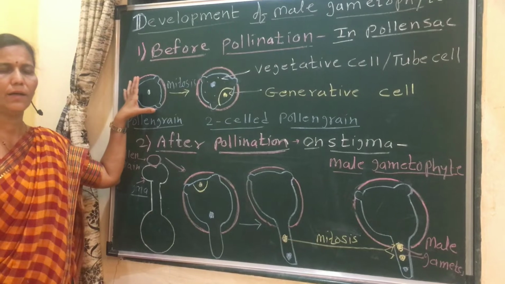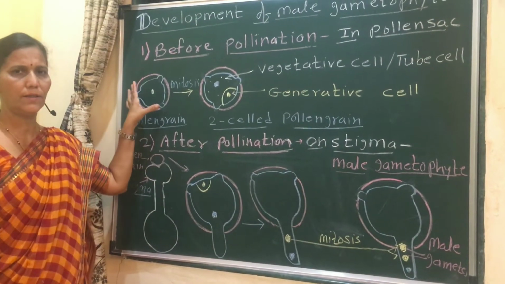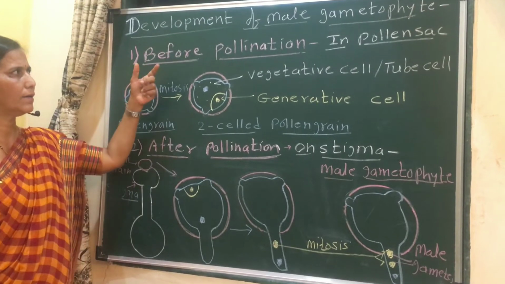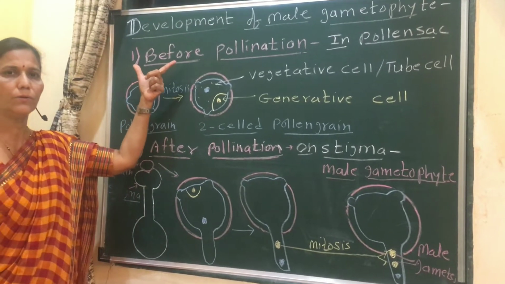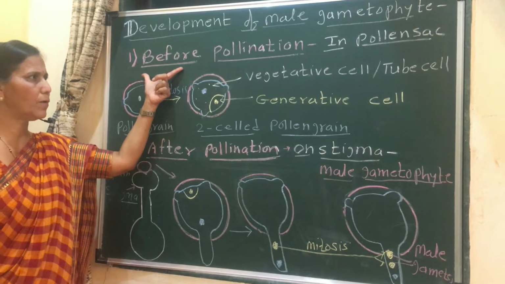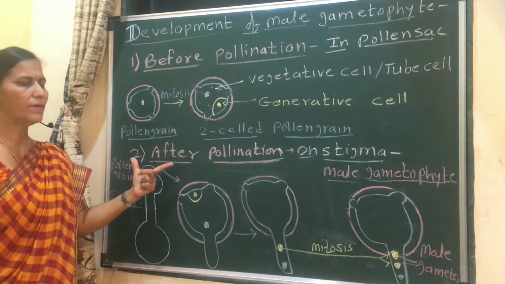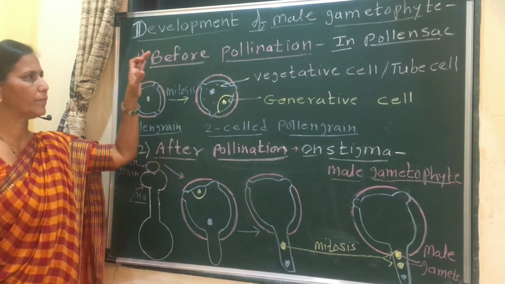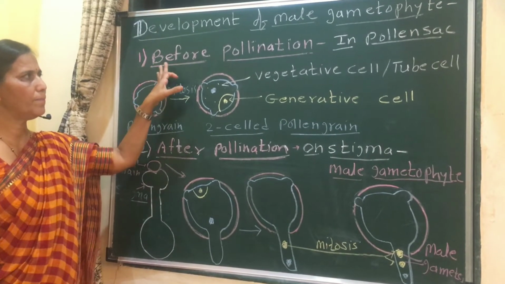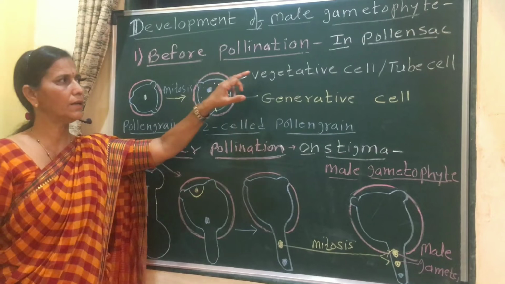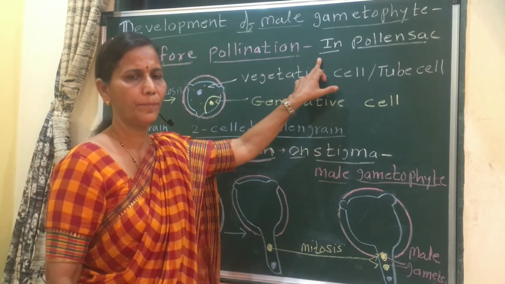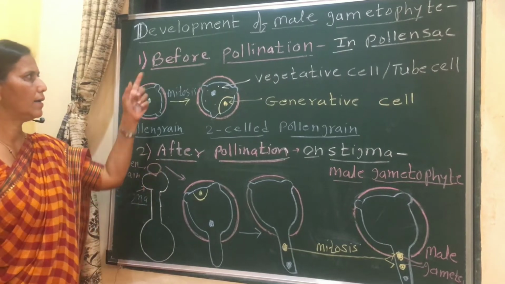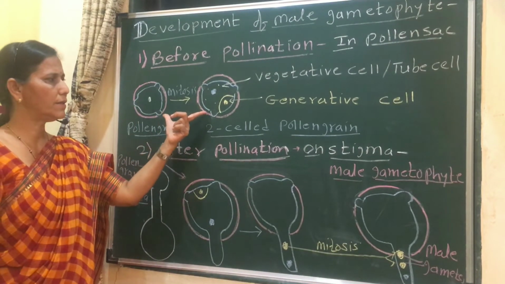Pollen grain is the first stage of the gametophytic generation. Then development of the male gametophyte occurs in 2 steps. First is before pollination and second is after pollination. First is before pollination. This development of the pollen grain before pollination occurs in the pollen sac. Means when the pollen grain is within the pollen sac, this stage occurs.